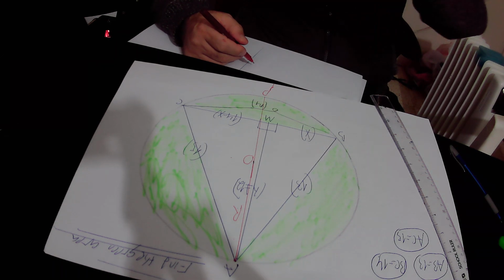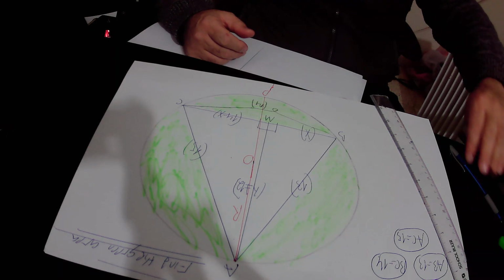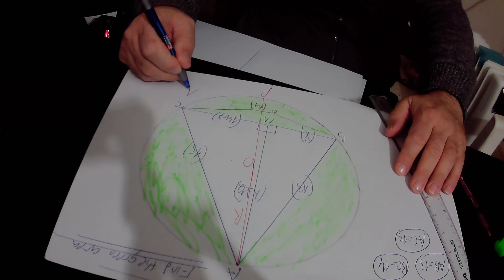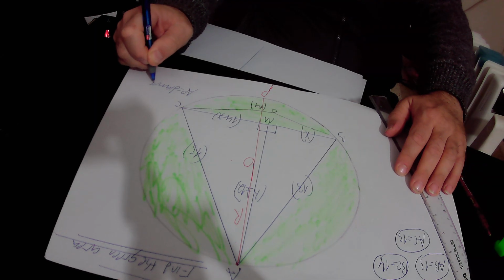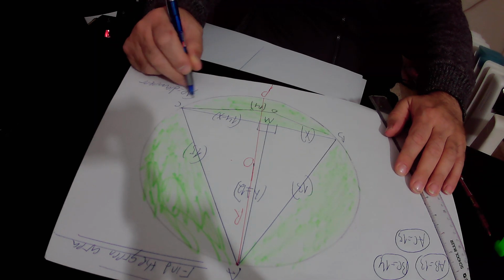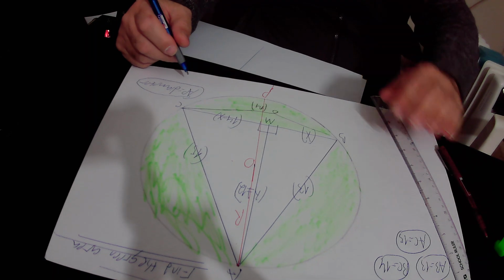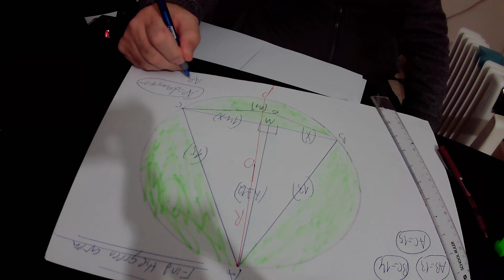Therefore, AP is the diameter of the circle. Why? Because any chord that passes through the center of the circle must be the diameter of the circle. So you can write down here that AP is the diameter of the circle. And we know that the diameter of any circle is twice as long as the radius. The radius is R, therefore AP must be equal to 2R.